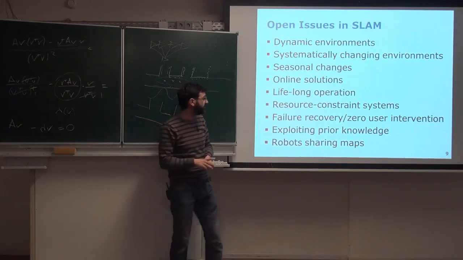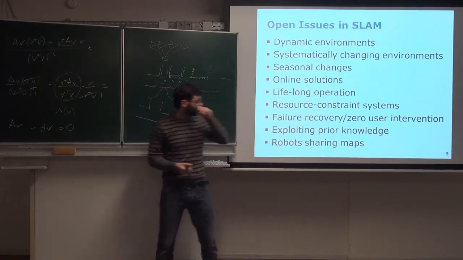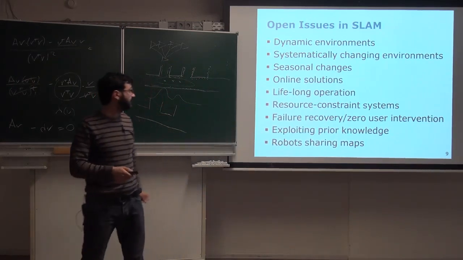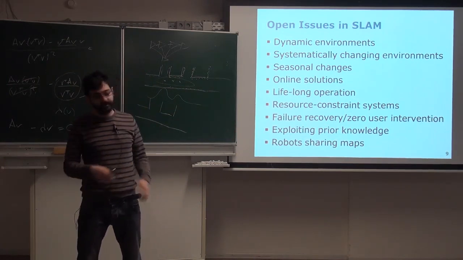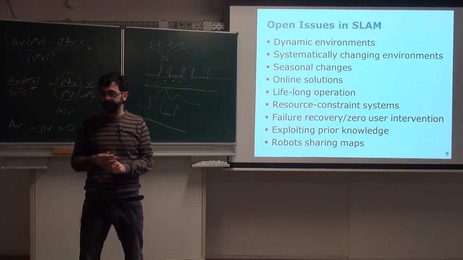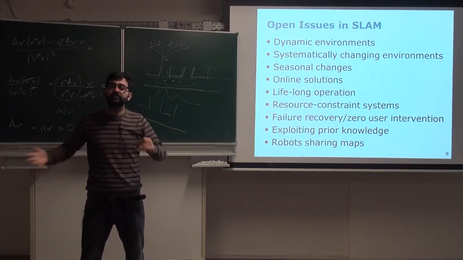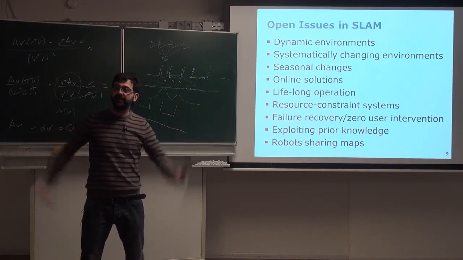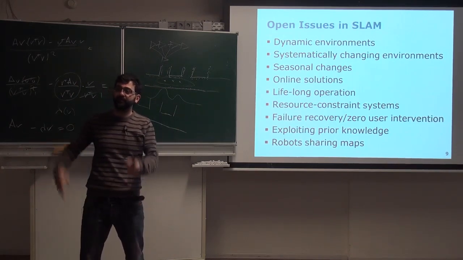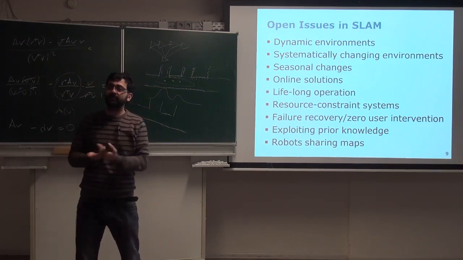This whole problem here. Prior knowledge, sharing maps between robots, or another point of view, which is related but more related to localization: can I use any information that I have to help me? Like now there are maps of the world. I can take a phone and there is a Google map and I can see where I am. Can a robot use that?